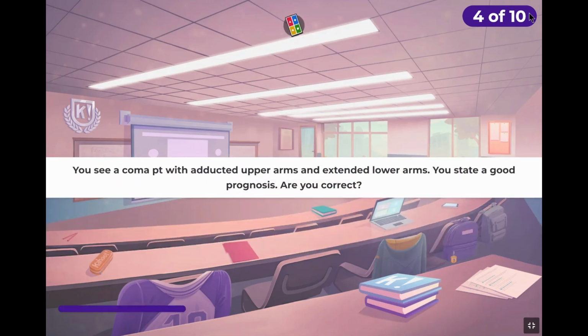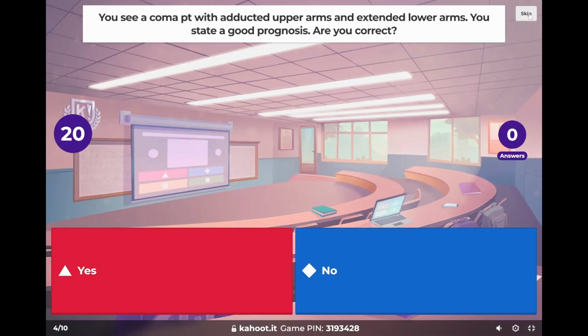Okay, you see a patient in a coma with adducted upper arms and extended lower arms. You state a good prognosis. Are you correct? So they're like this. I can't show you on the exam, Gabby, I'm sorry.